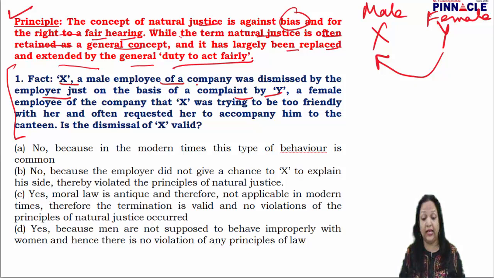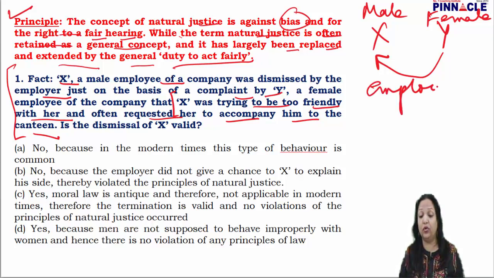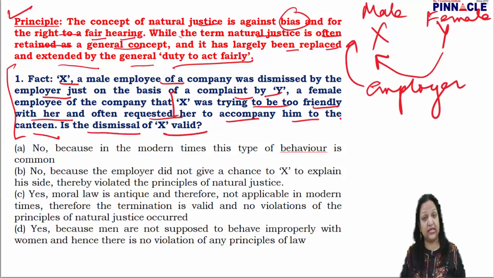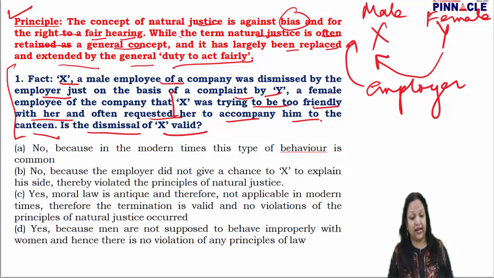And what is the complaint? The complaint is that X was trying to be too friendly with her and often requested her to accompany him to the canteen. And then what happens? The employer removes X from the job. Is the dismissal of X valid? Now you have to decide whether the dismissal was valid or not.